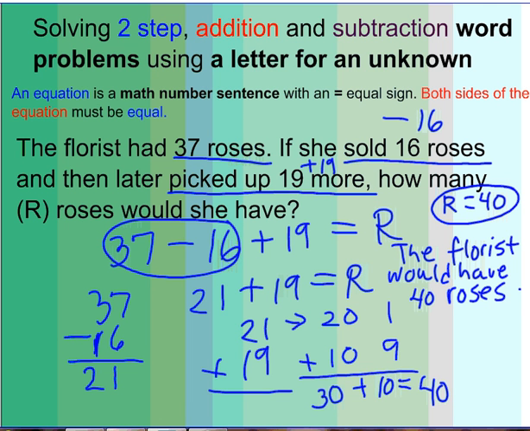The students are not only learning to use their addition and subtraction strategies, they're learning how to apply their addition and subtraction strategies in word problems. They're also learning how to solve word problems, and that a variable or a letter can be used to represent an unknown that they're trying to solve.